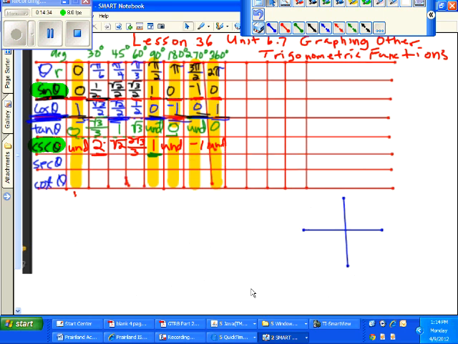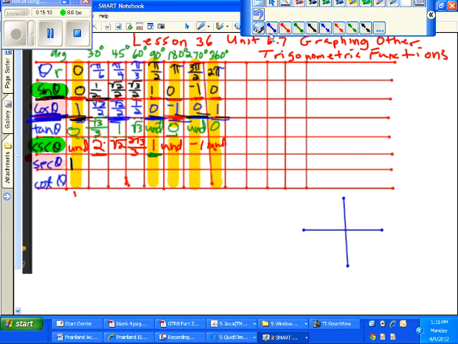Well, let's look at the secant wave. Secant is the reciprocal of cosine. So we'll reciprocate everything. I'll do this one in black. So we're going to be looking at the cosine of 0. Cosine of 0 is 1. Its reciprocal would be 1. So secant 0 is 1.